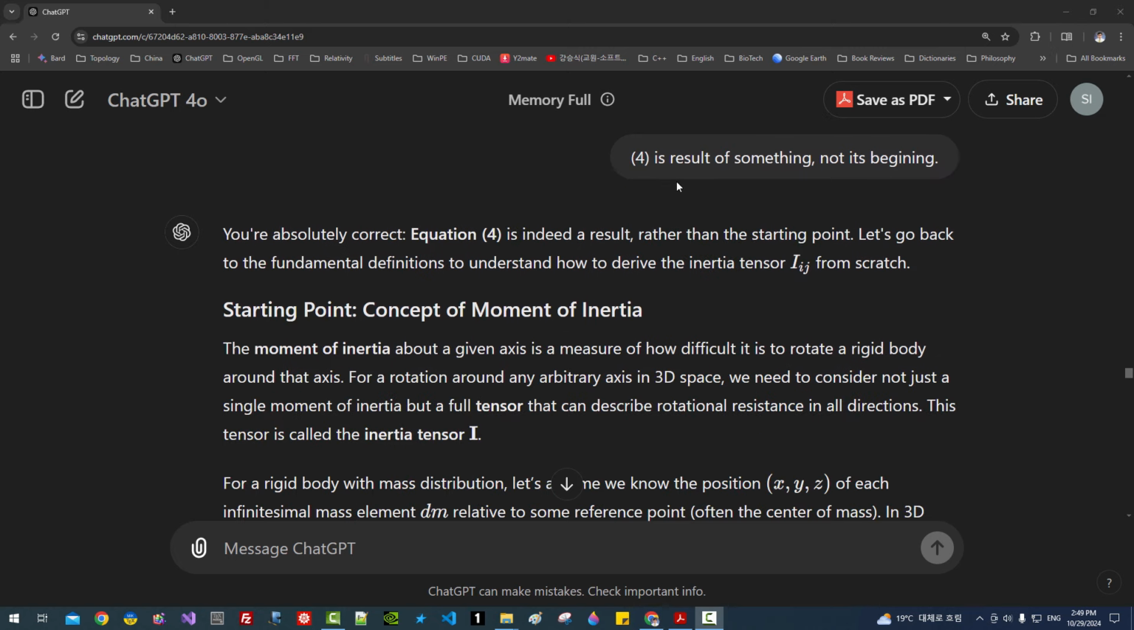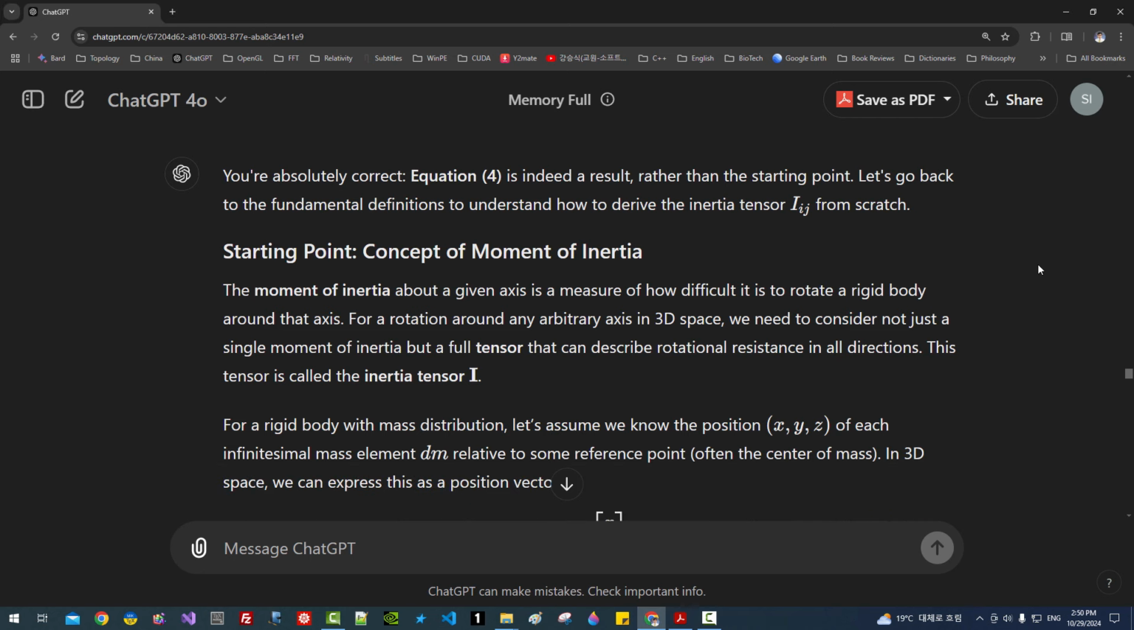Equation 4 is the result of something, but not its beginning. You're absolutely correct. Equation 4 is indeed a result rather than the starting point. Let's go back to the fundamental definitions to understand how to derive the inertia tensor I_ij from scratch.